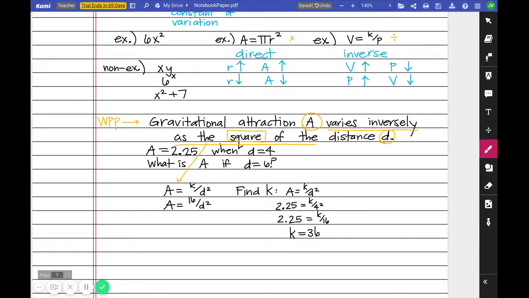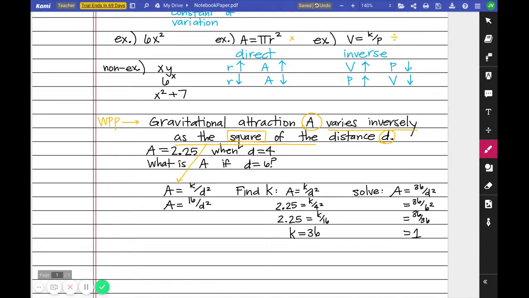And so now I can actually solve this because I know enough. A equals 36 over D squared. Well, D is 6. A equals 36 over D squared. Oh, hang on. I don't want D again. I just said D is 6. A equals 36 over 6 squared. Well, that's 36 divided by 36. Oh, so my attraction is 1.